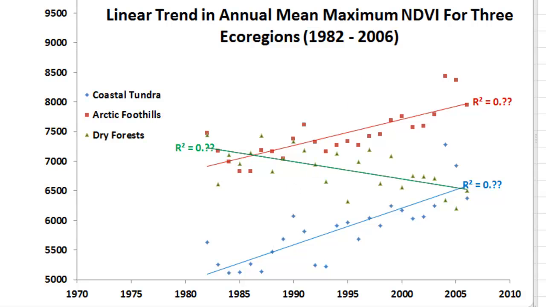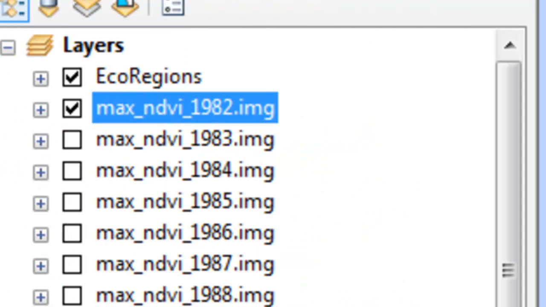Okay, so this will be the end product that you'll email me as the mini project if you choose to do this mini project. If you go to the Blackboard website, I give you a link for where to download the data for this mini project. And what you'll have is the maximum NDVI for each year from 1982 to 2006, and then the ecoregion polygons.